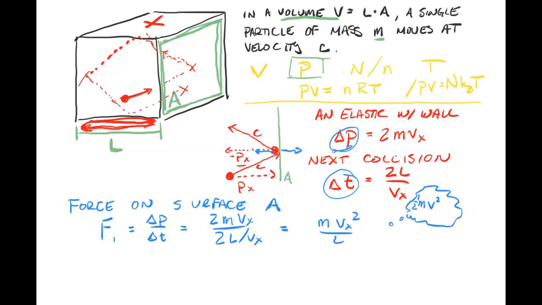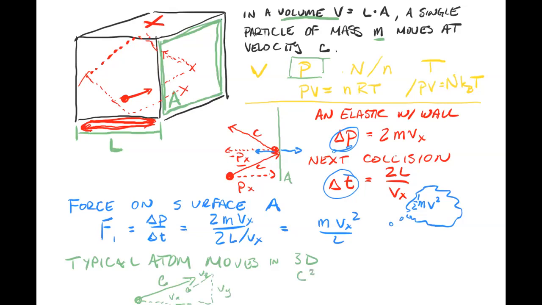What would a typical atom be doing? A typical atom moves in 3D, not just 1 dimension. And without any reason to prefer one direction over the other, we might make the assumption that the velocity is somehow evenly distributed, right? That velocity might have equal parts x, y, and z velocity. Vx, Vy, and Vz are all equal, so that there's a Pythagorean relationship between those 4 values: c squared is equal to Vx squared plus Vy squared plus Vz squared.